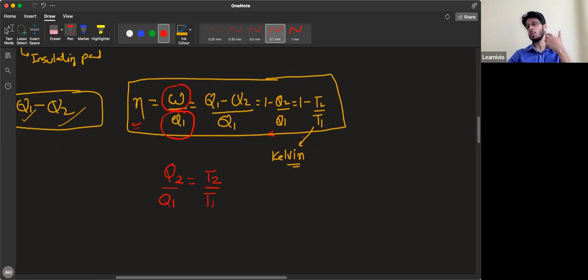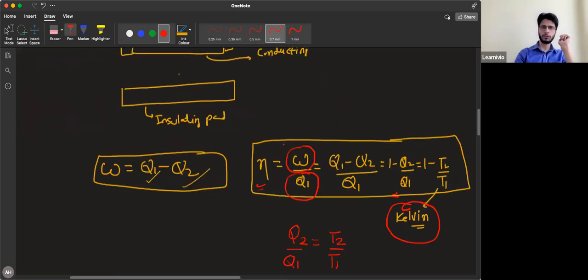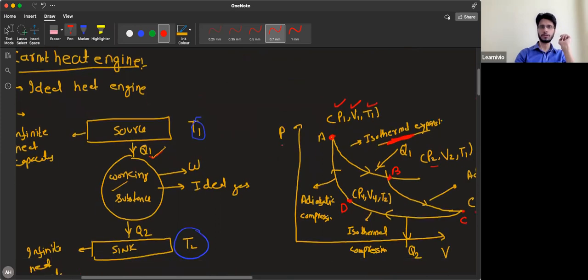Another important thing, while you are calculating efficiency, always take your temperature in Kelvin. Please note it down. We'll do refrigerator and then we will do numericals.